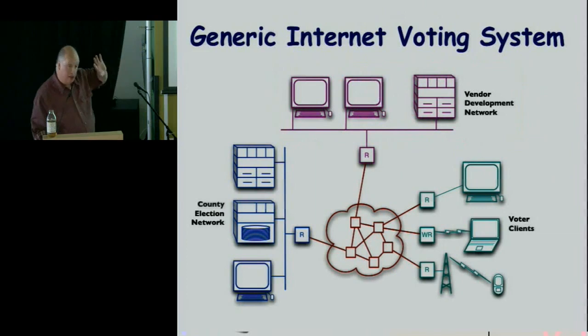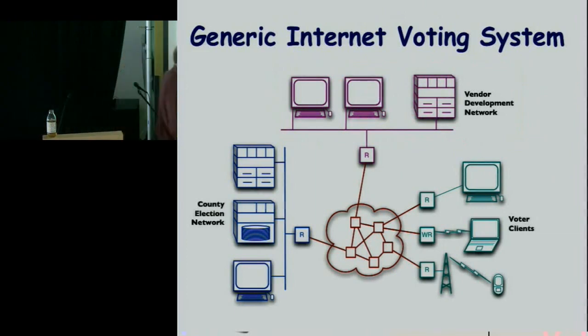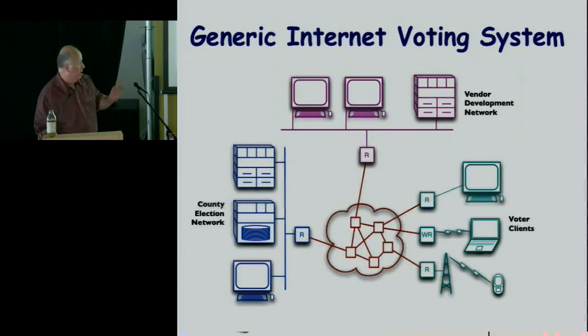So these are the county servers, this is the internet itself. These are the various voter clients where voters are voting from, let's say, private PCs or wireless clients. And if you want to attack an internet election, you have abundant opportunities to attack it.